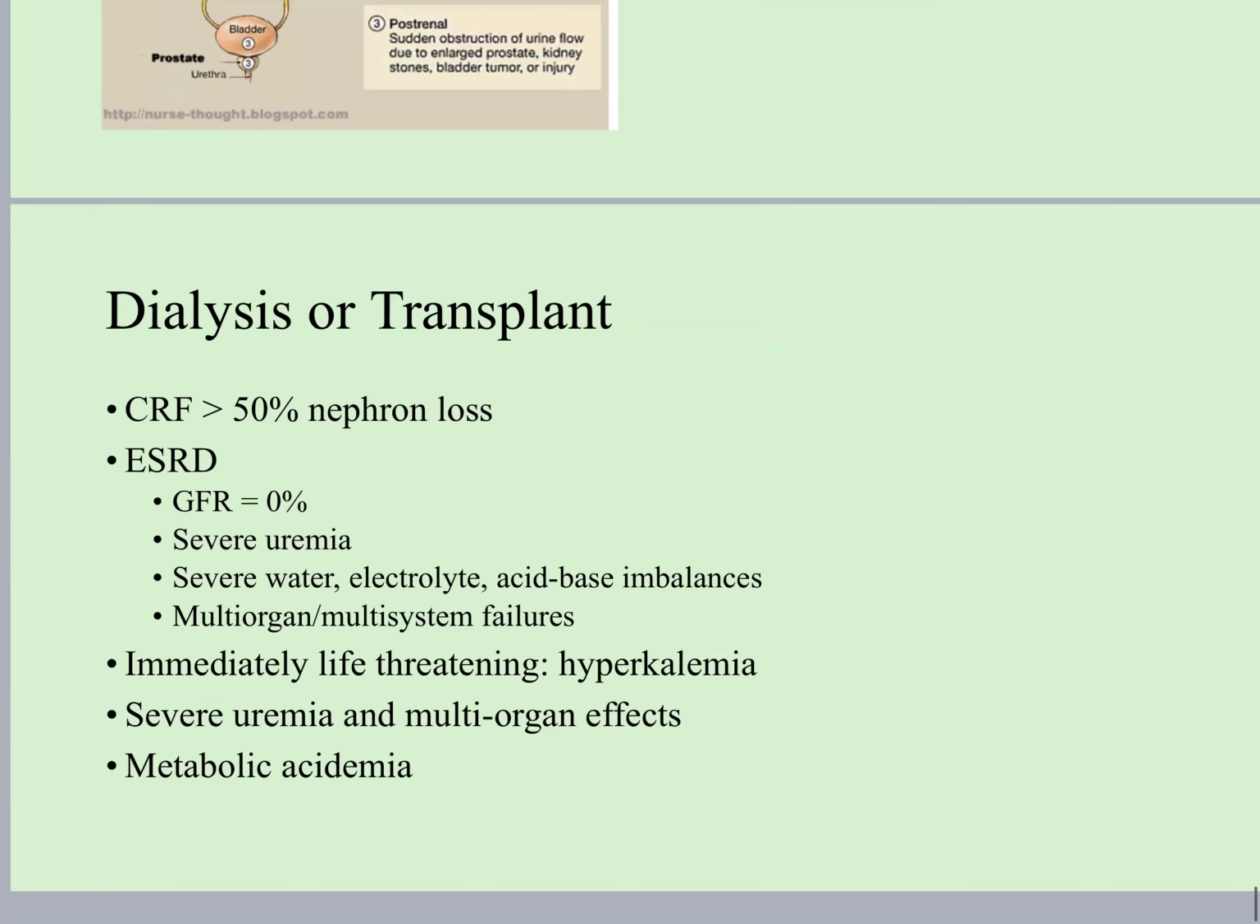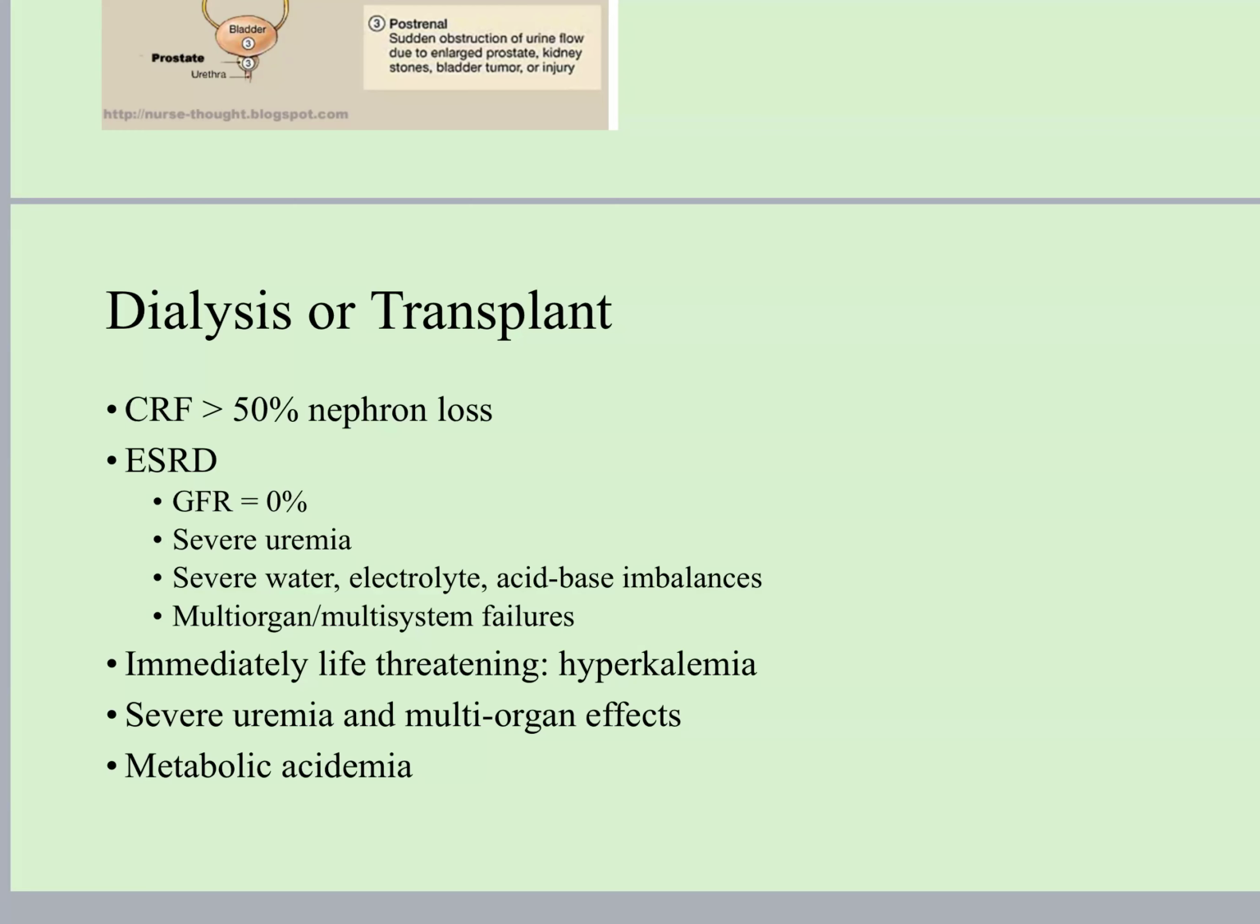Chronic renal failure is most often caused by things like uncontrolled hypertension or poorly managed diabetes. Dialysis or transplant is going to be the treatment. Chronic renal failure is classified as greater than 50% of those nephrons being lost, so like 500,000 nephrons. End-stage renal disease is a GFR of 0. Uremia is really severe, with massive water, electrolyte, and acid-base imbalances involved. This can lead to multi-organ and multi-system failures.